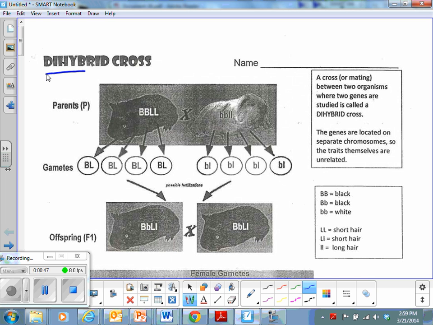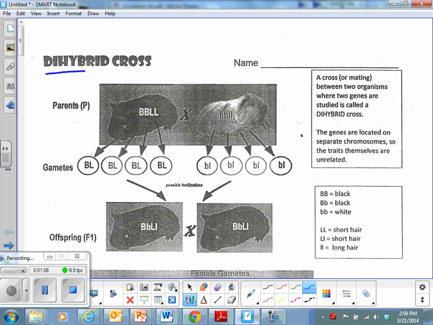So a cross or a mating between two organisms where genes are studied is called a dihybrid cross. The genes are located on separate chromosomes, so the traits themselves are unrelated. So they separate independently of one another. That's the law of independent assortment.